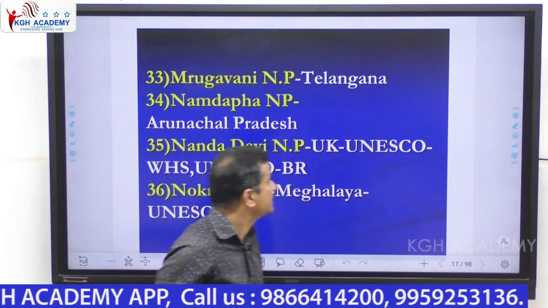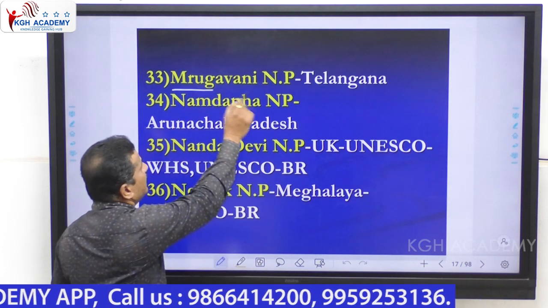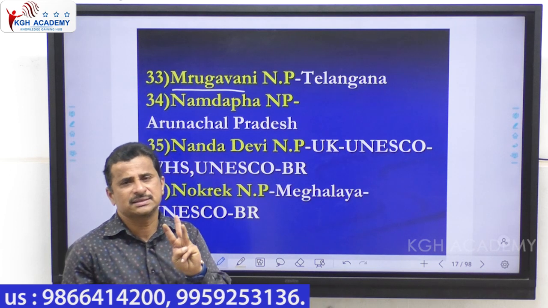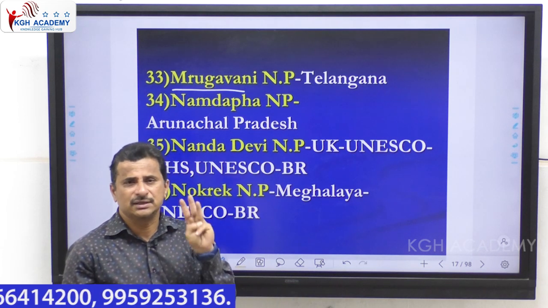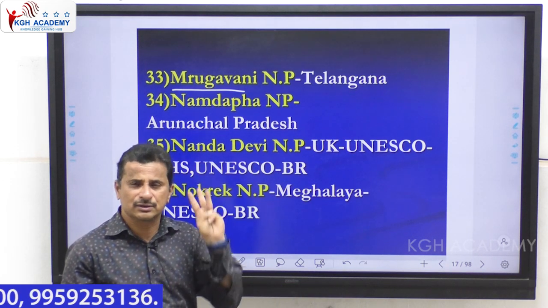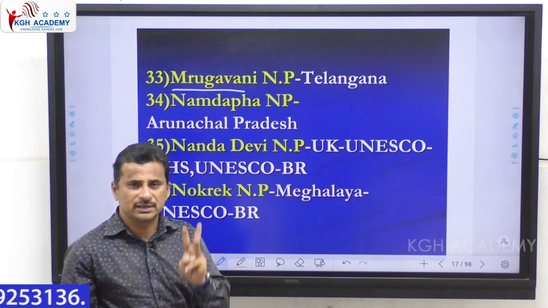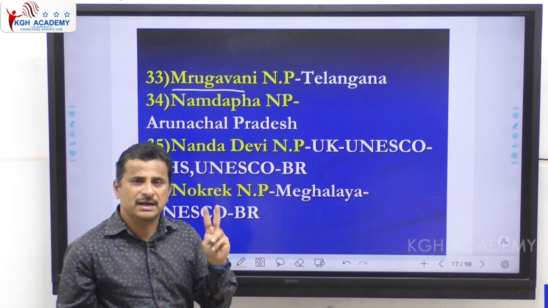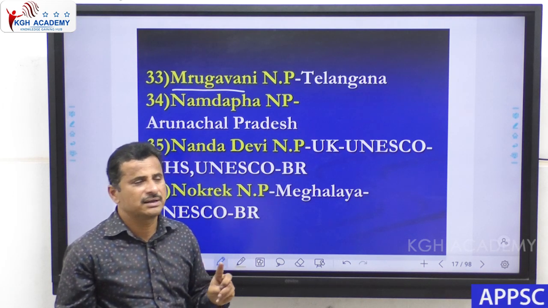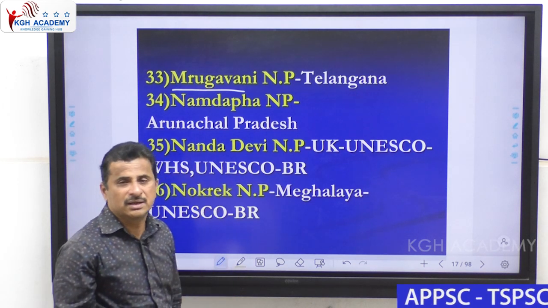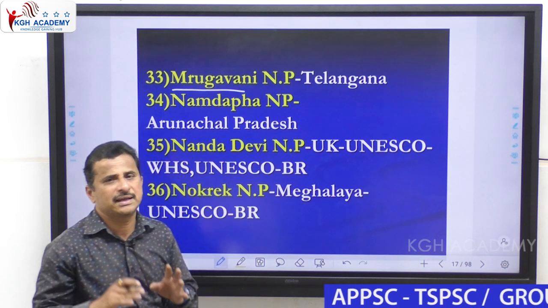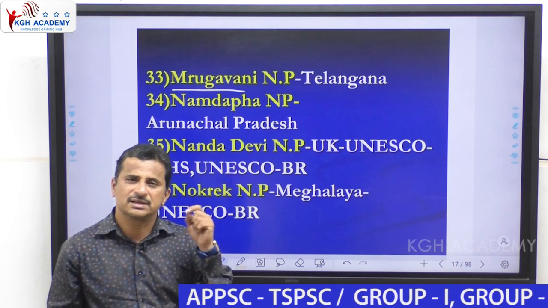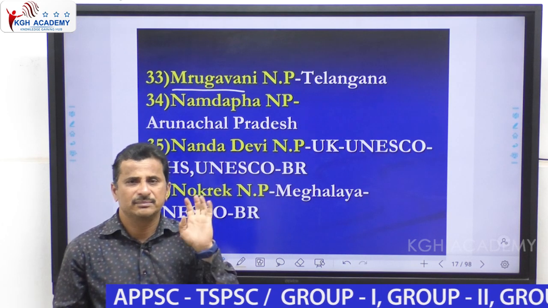And so next, Mrugavani National Park, Telangana. Like these three national parks present in Telangana, that too in the center of Hyderabad, close to Hyderabad. What are they? KBR National Park, Mahavir Harini Vanasthali National Park and Mrugavani National Park. So any national park or protected area belonging to the Telugu states, Andhra Pradesh and Telangana, is very, very important.